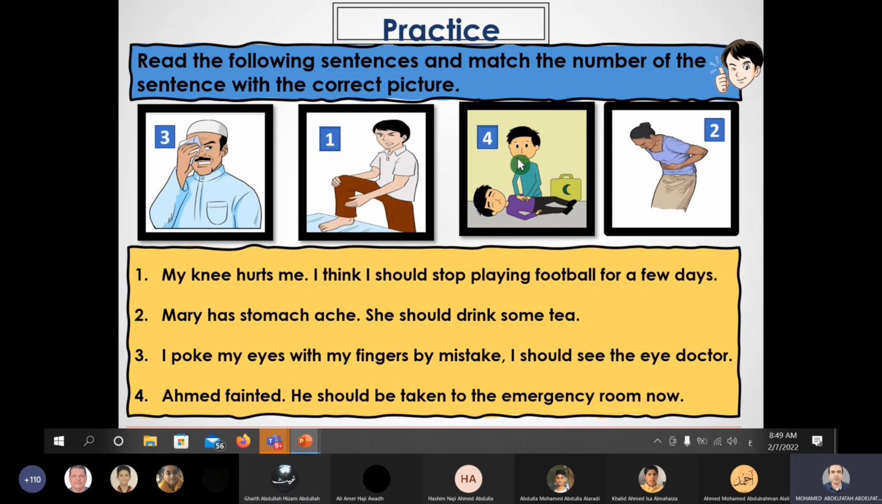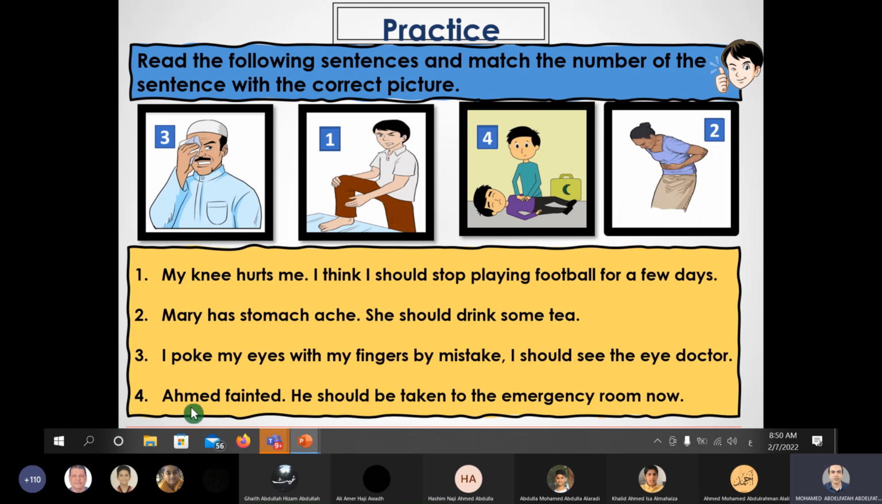Let's check your answers. Look here, that poor man poked his eyes and he should see the eye doctor, because now he has got a problem with his eye. And picture number 2 goes with sentence number 1. My knee hurts me, I think I should stop playing football for a few days. And picture number 4 goes with sentence number 3.